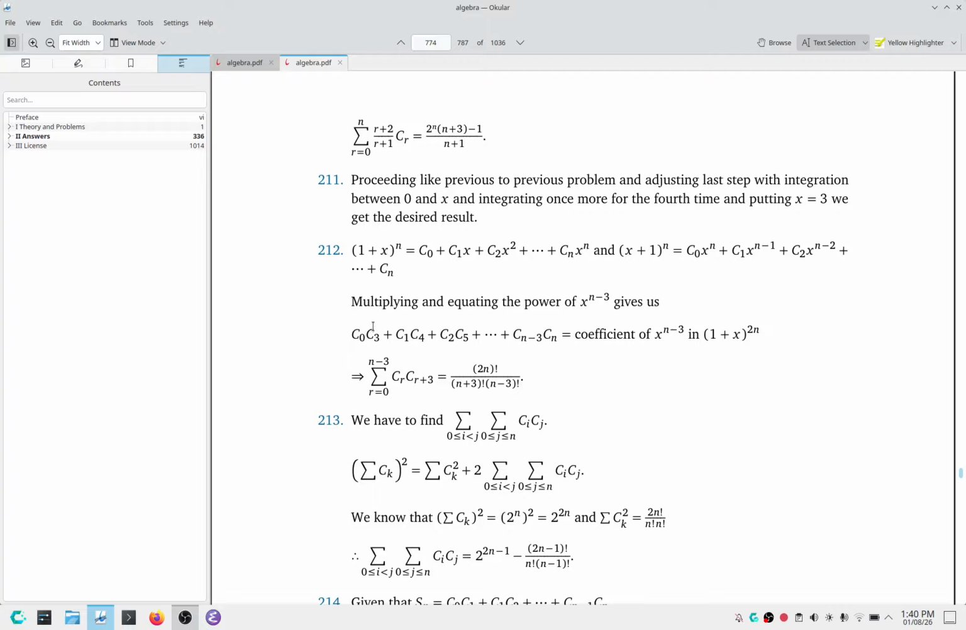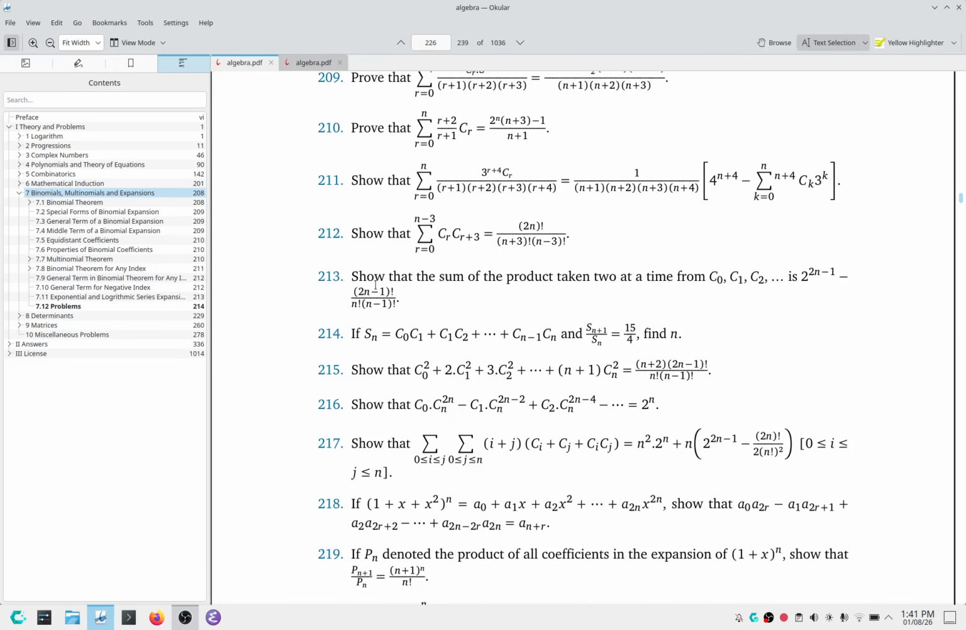You will get the left-hand side, which is C0 C3 plus C1 C4 plus C2 C5 up to Cn minus 3 Cn, equal to the coefficient of x to the power n minus 3 in 1 plus x to the power 2n, which is equal to 2n factorial upon n plus 3 factorial times n minus 3 factorial, and that is the result.